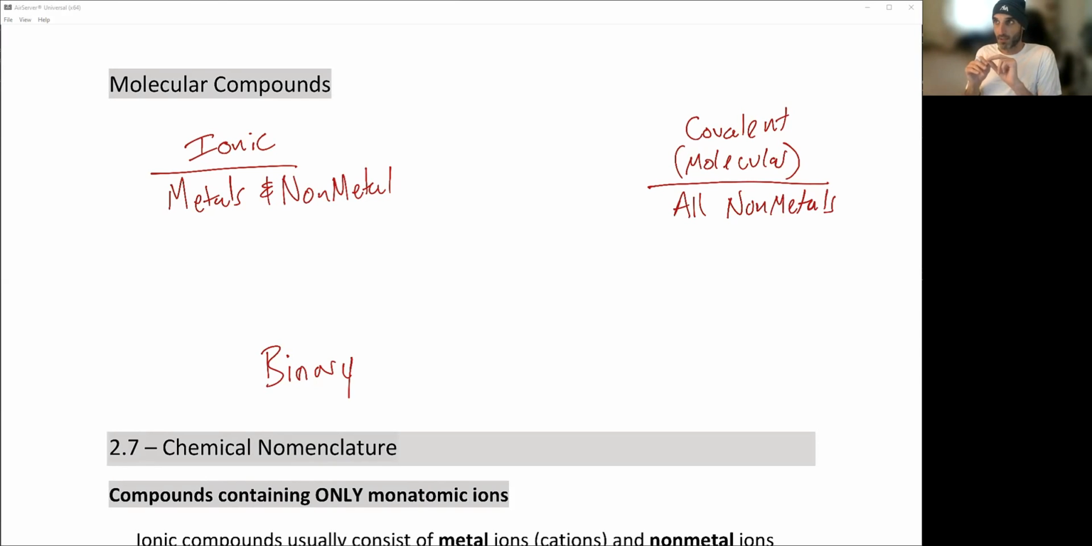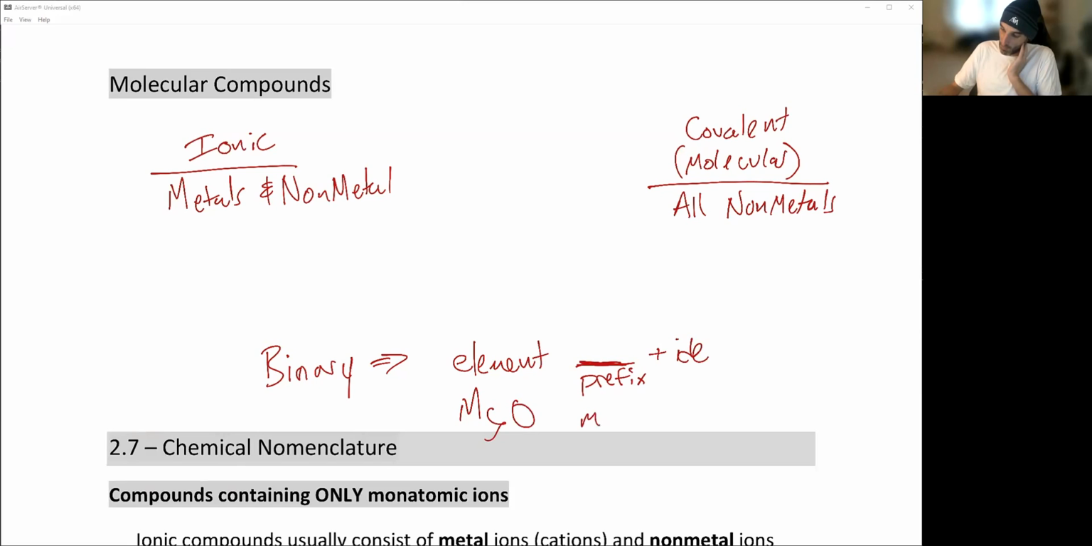Any binary compound is always going to start off the same way. Regardless of what system, because we're going to go through a bunch of different systems and it's going to feel overwhelming, if it's just two elements, you always start the same way. The first element, the element on the left, keeps its name. And then the second one, the element prefix plus an IDE ending.